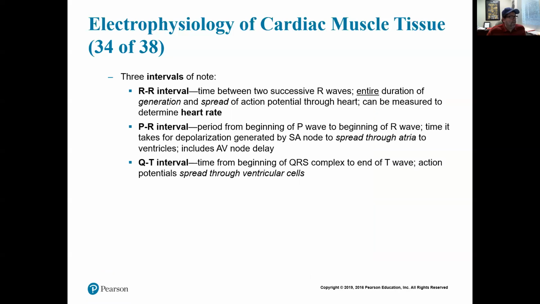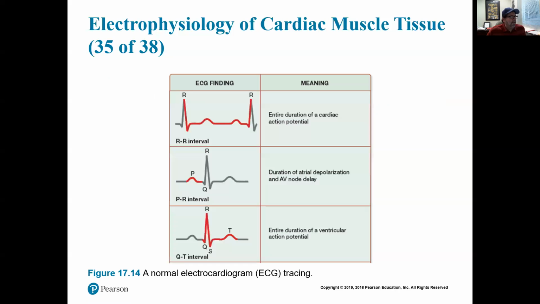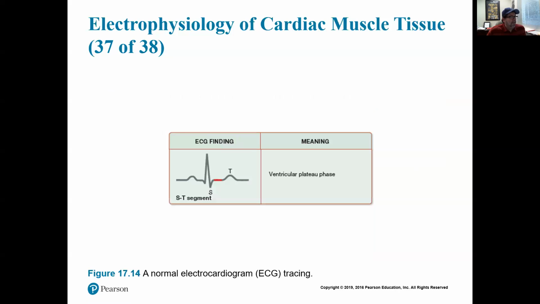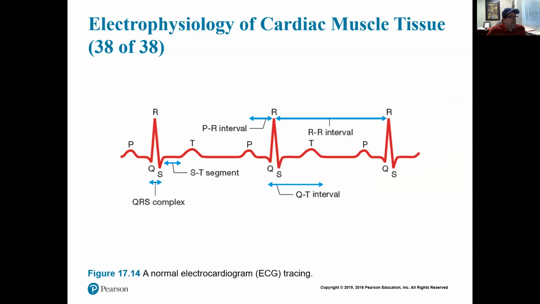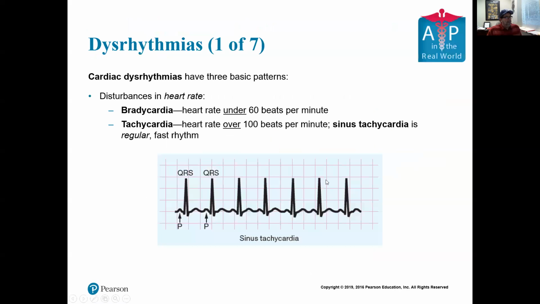And here are some of the intervals. I'm not going to go crazy on them. RR interval, PR, QT. A lot of these can be measured. Goes on and on. There's another one. Okay, and here's a nice little picture showing you the P, QRS, and T wave. So from here to here represents one heartbeat, and it beats again. So this picture represents three heartbeats.